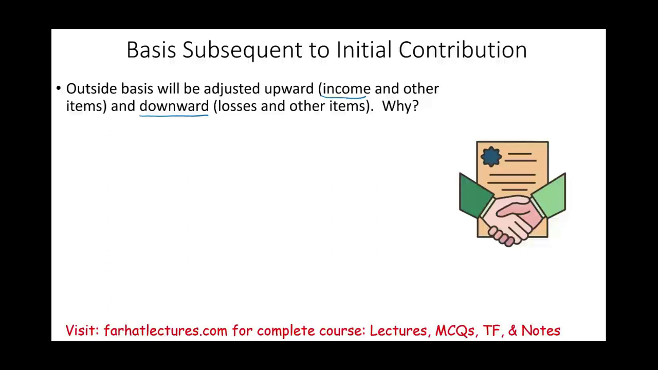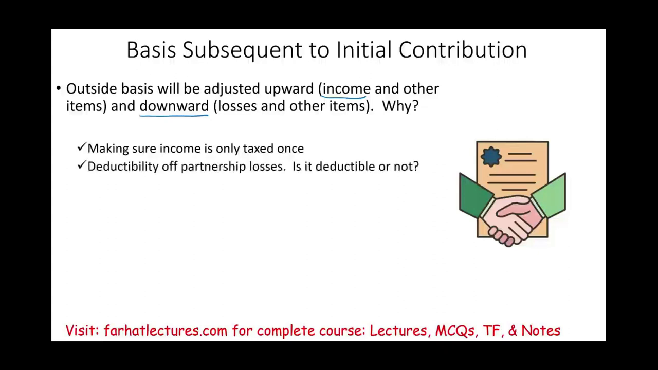Now, why do we want to make sure the basis is adjusted? Because we want to make sure that our income is taxed once. And I will show you an example. What does that mean? We want to make sure that any losses are deductible. How? Well, do we have basis to deduct the losses? Is it deductible or not? Also, when we make a distribution later on, do we have basis? If not, it might be taxable. If we have basis, it may not be taxable. It could be just a return of capital.